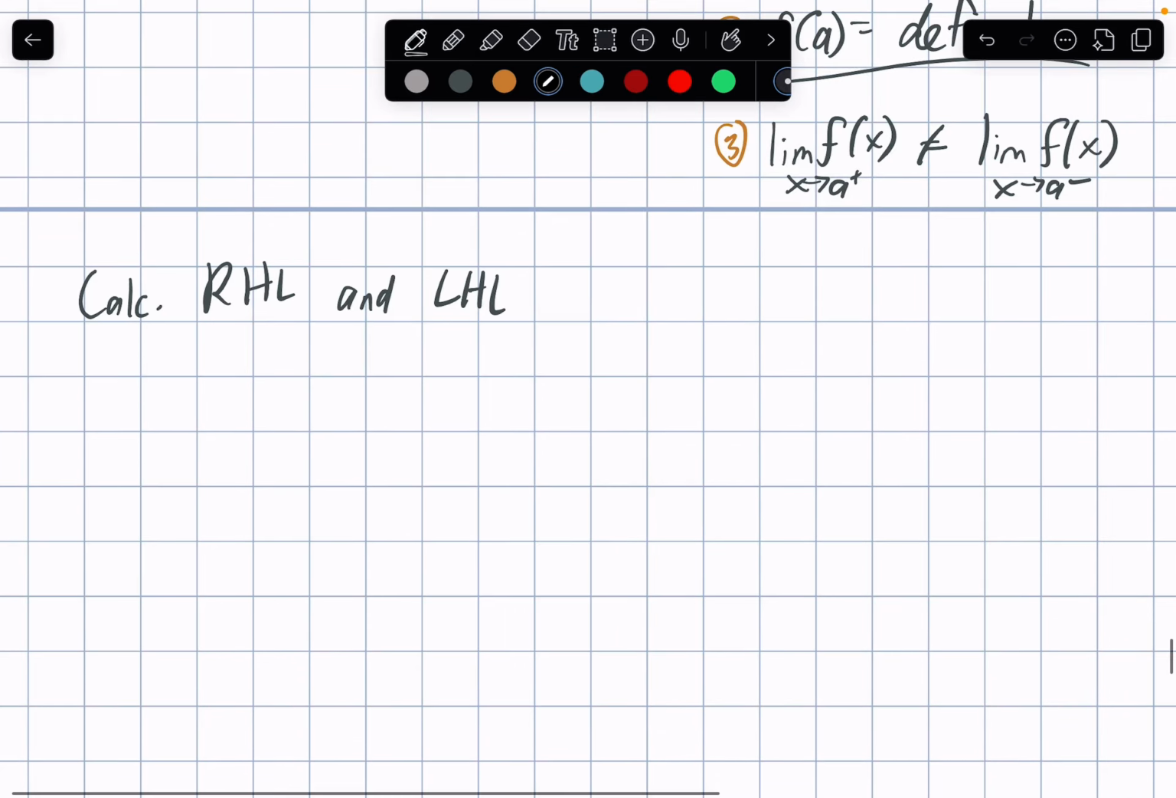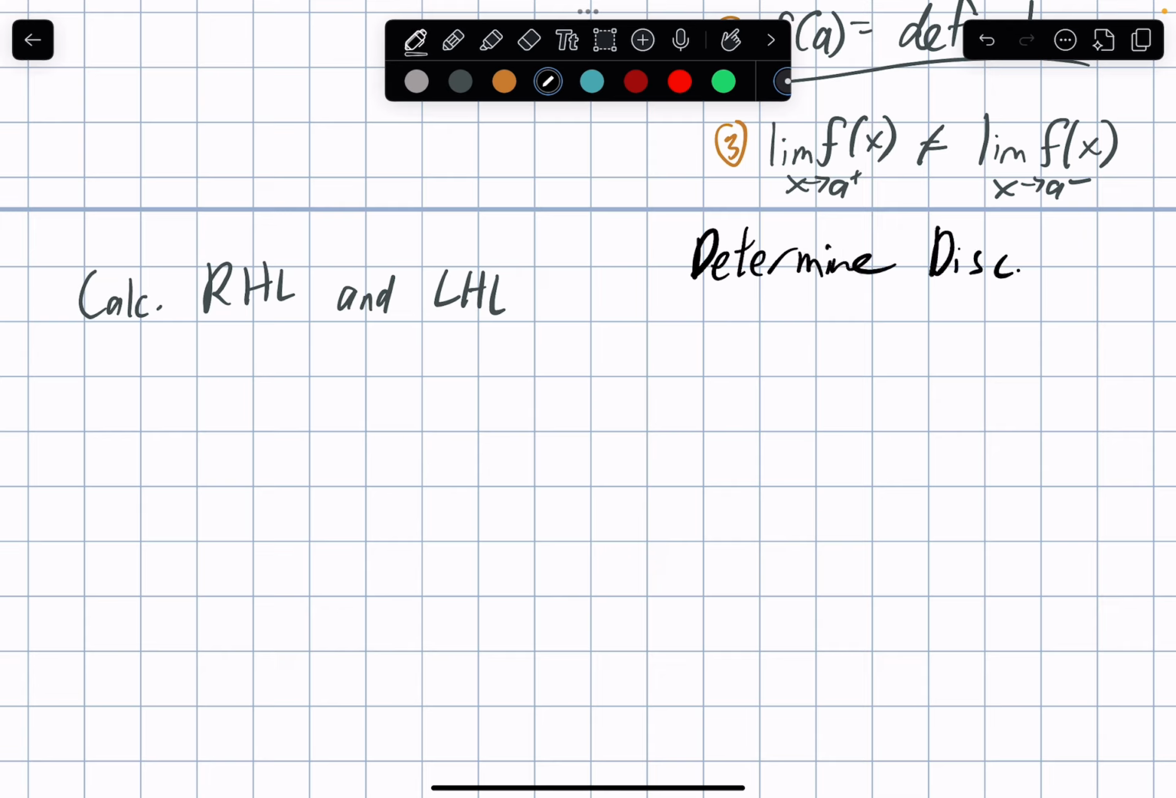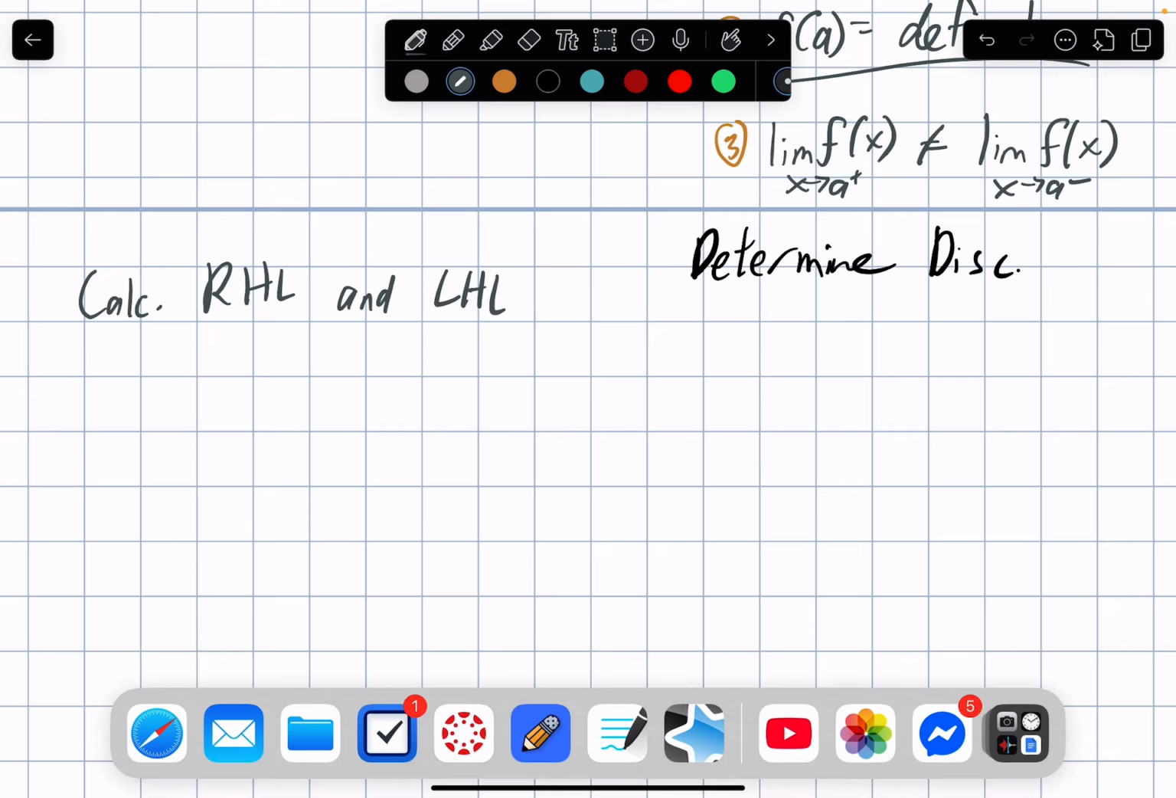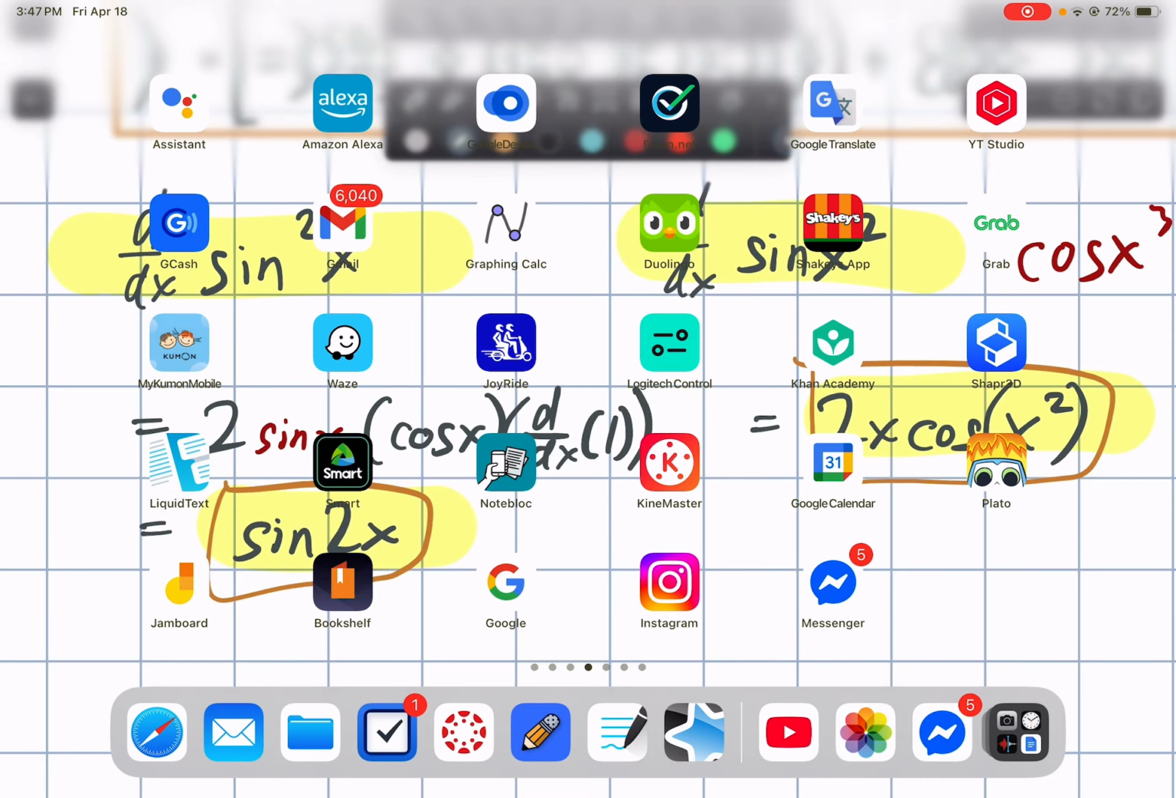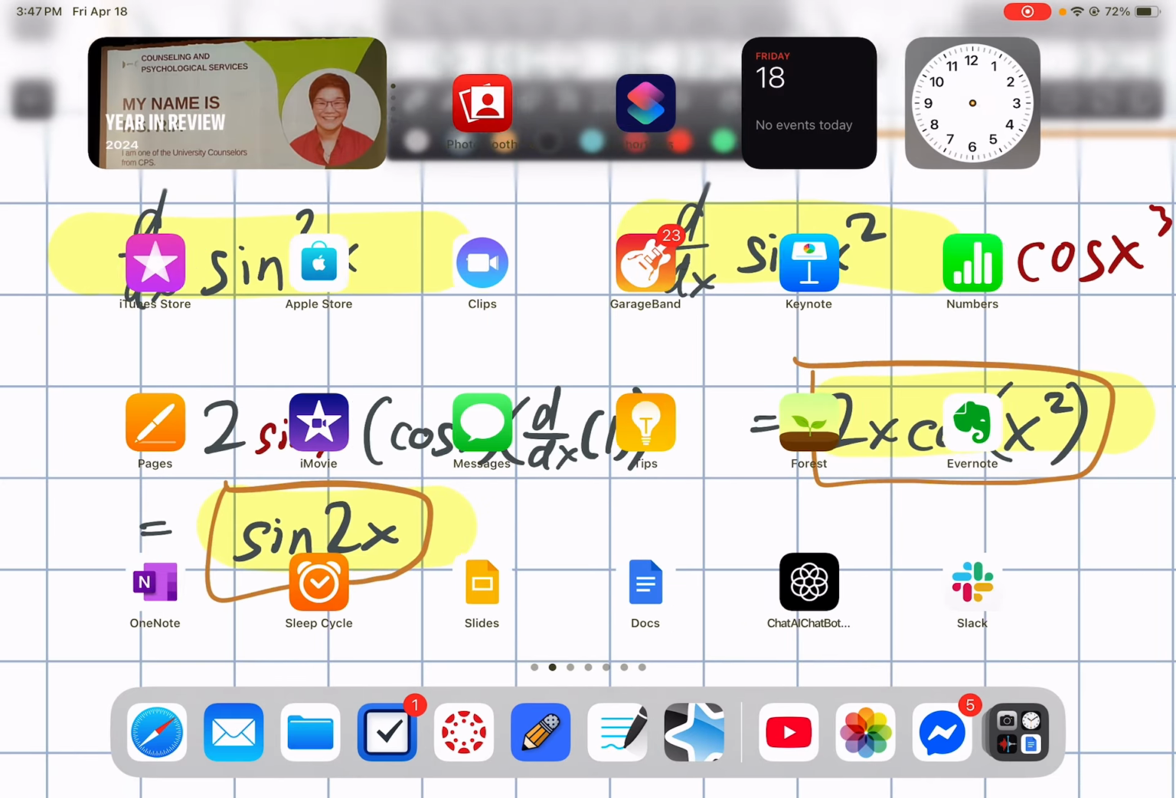Again, if we want to determine discontinuity, we have to calculate the right hand and left hand limit, and we compare these two one-sided limits. So let me show you.